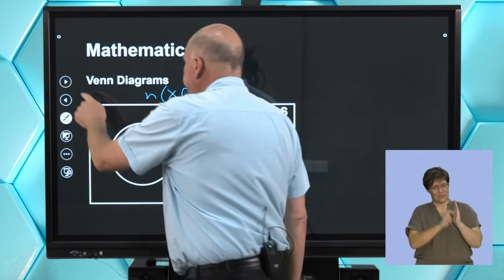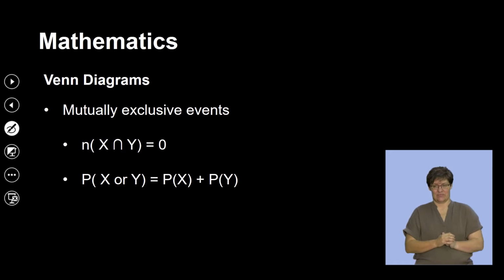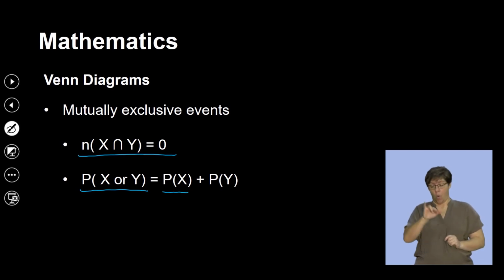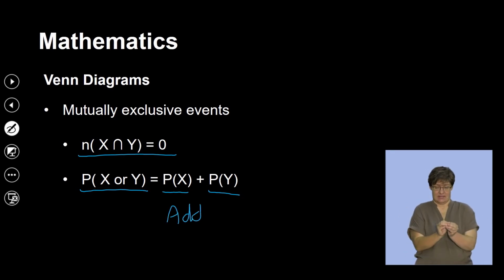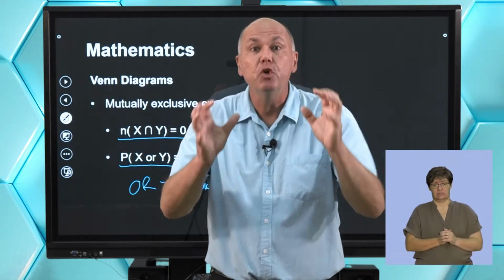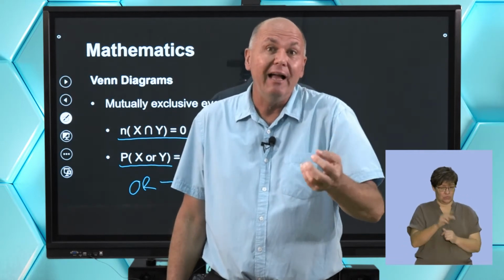Well, have a look. We recognize that those events are mutually exclusive because there's no intersection, and we can say the OR rule, X or Y, is simply the probability of X plus the probability of Y. So it's the addition rule. Remember that when we have OR, we must remember that we add. And that's very important. Now, we've illustrated that for 2 events. Do you think it will apply for 3 events that are mutually exclusive?